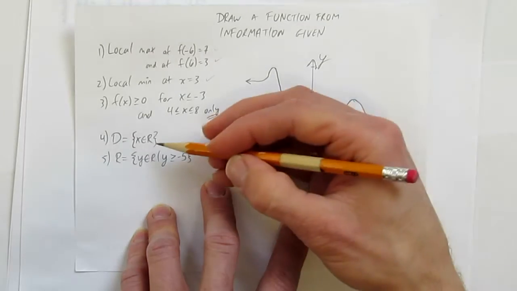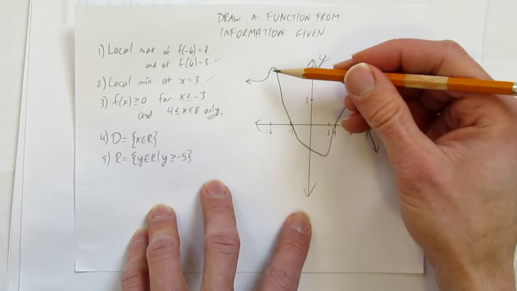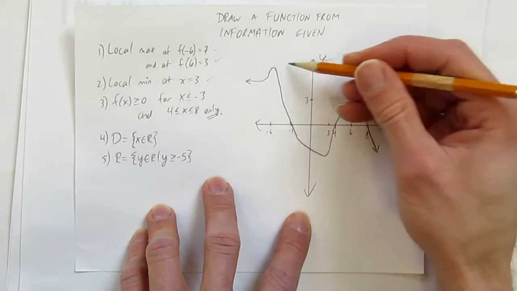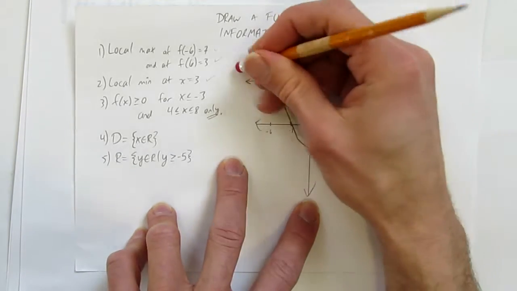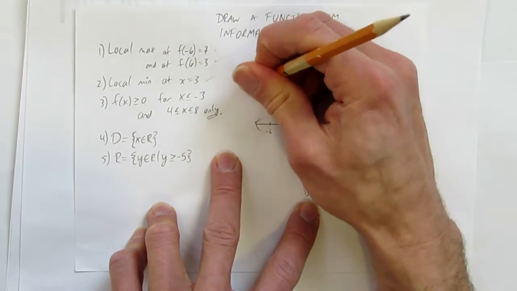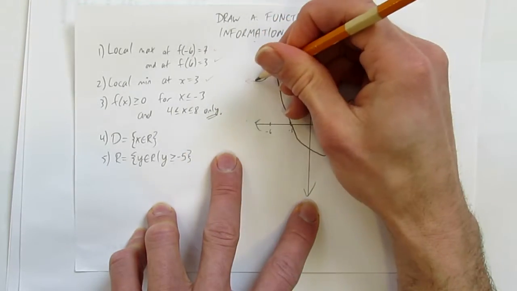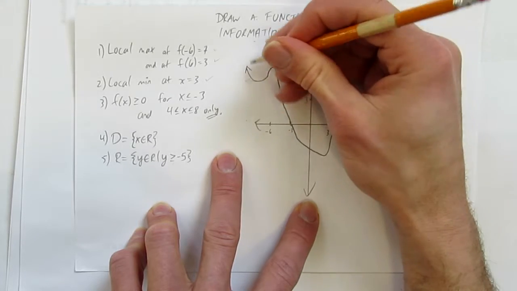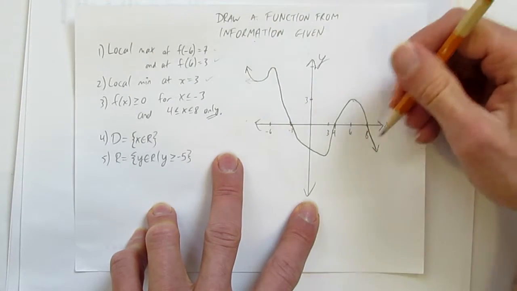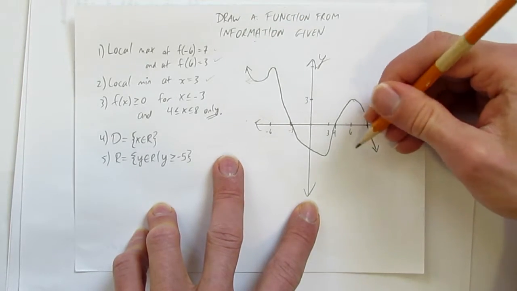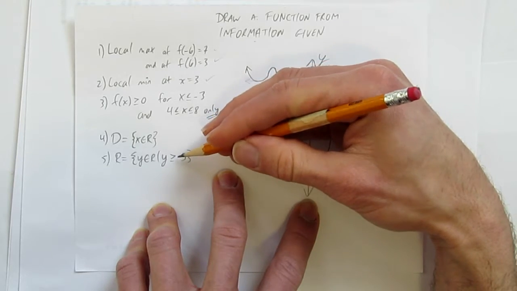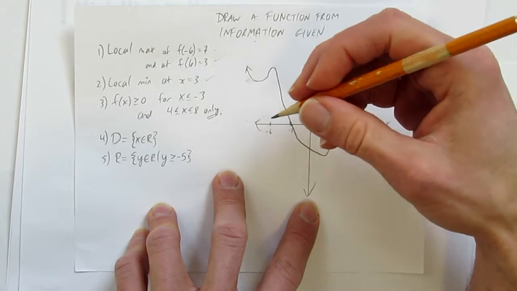I have to make sure y is an element of R. Doesn't look like it is because I can't get above here. So I need to modify this arrow to go up forever. Now I can be any y. This y is going up forever, y is going down forever. Except problem, y has to be only greater than or equal to -5.